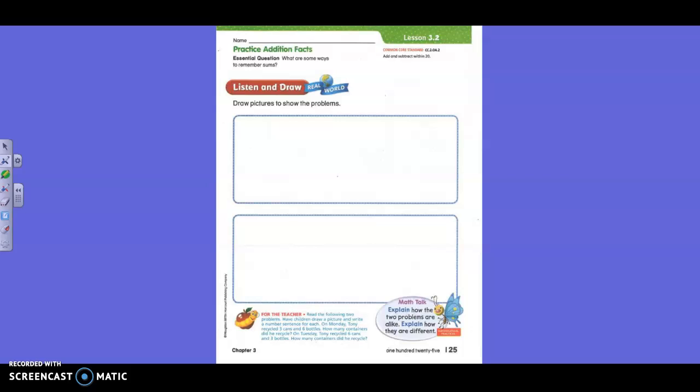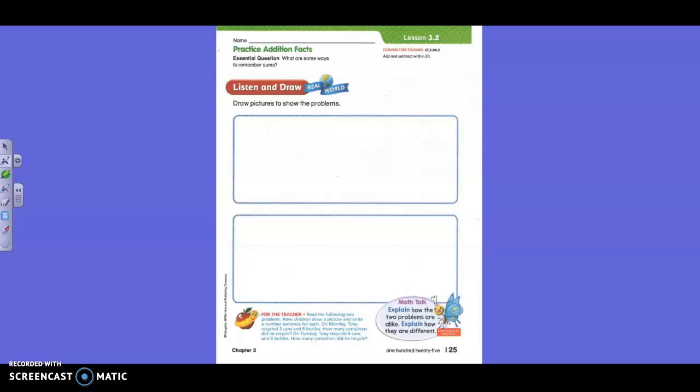Alright, today, boys and girls, we are learning to recall sums for basic facts using properties and strategies. Okay, we are going to draw pictures to solve these problems. Alright. On Monday, Tony recycled 3 cans and 6 bottles. How many containers did he recycle?